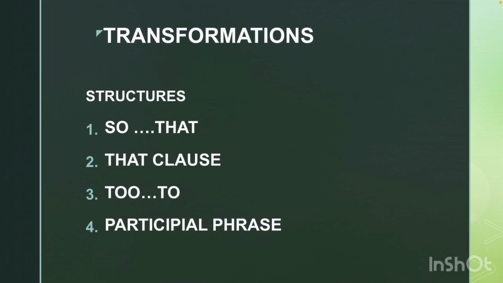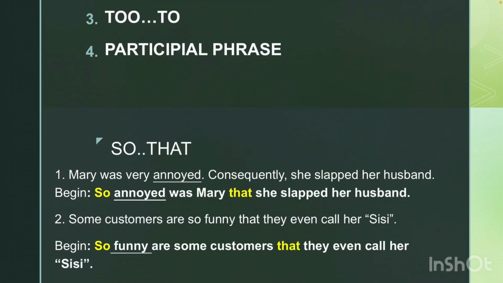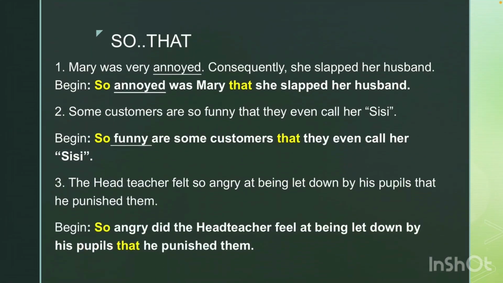So that, here we mean there is something between so and that. So how do we use so that? This is used to express result. We use so dash dash that to express result. What happened as a result of something?